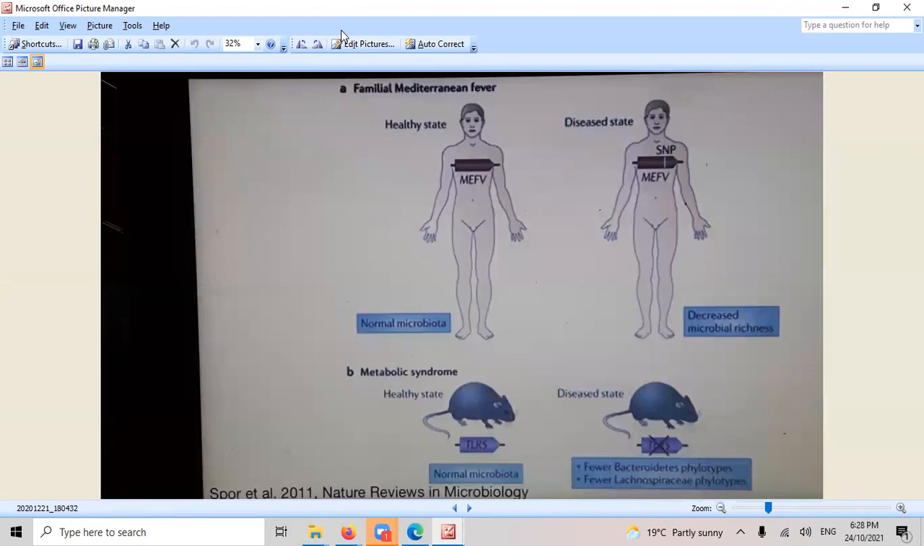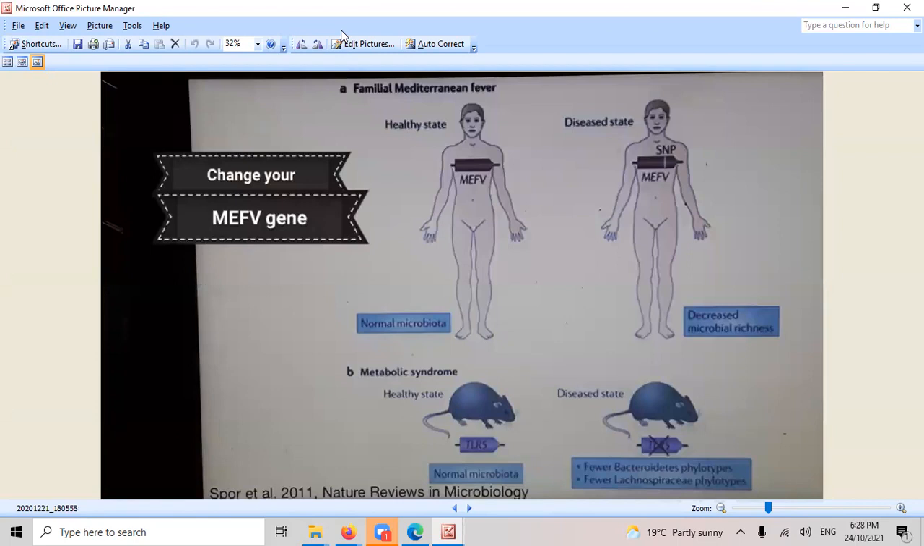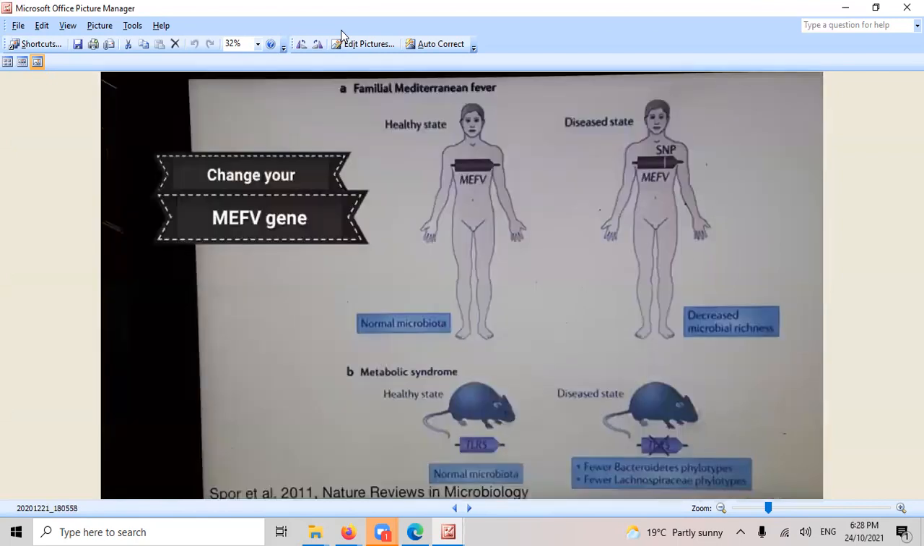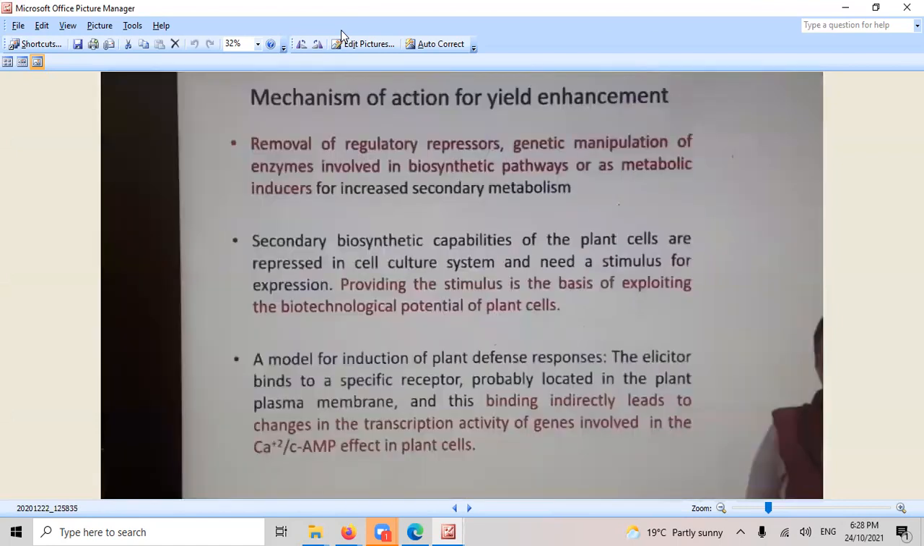MERV gene, yes. Change your MERV gene. If you have Mediterranean disease, there you go, there's a fix for it. Get your doctors to go in and do that.